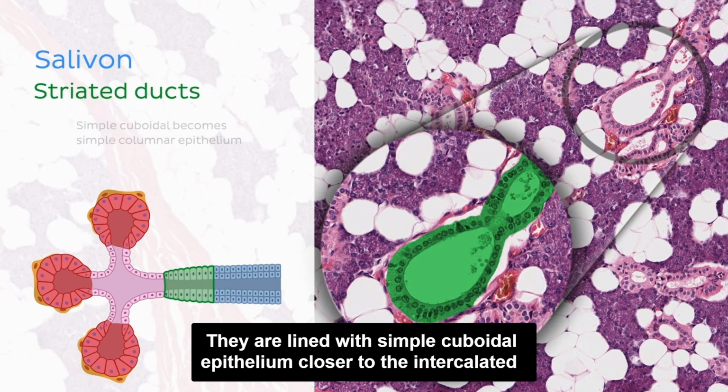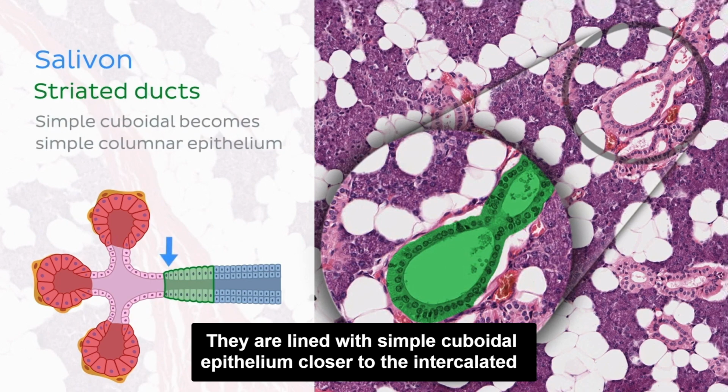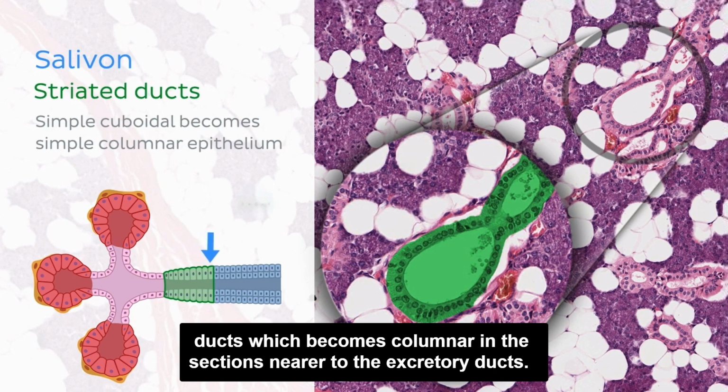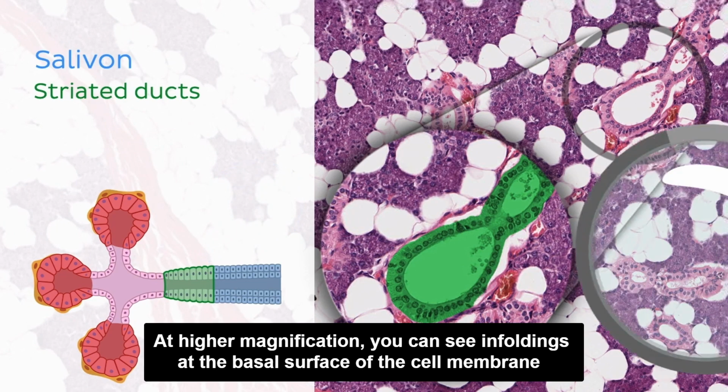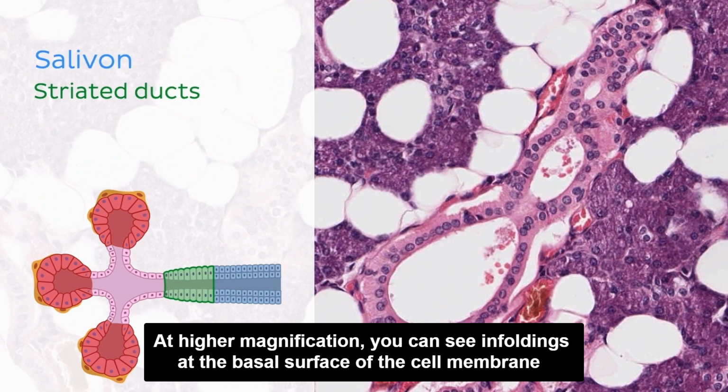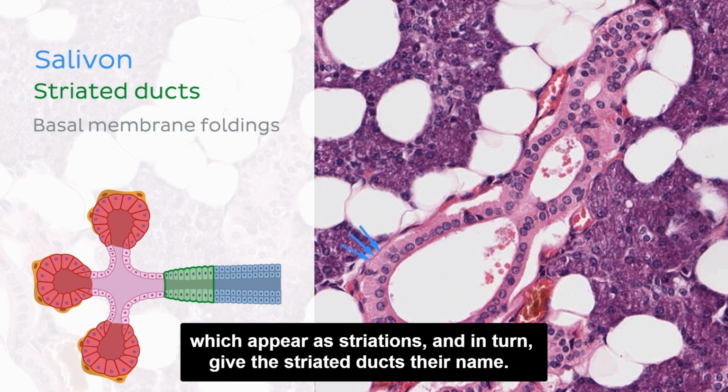They are lined with simple cuboidal epithelium closer to the intercalated ducts, which becomes columnar in the sections nearer to the excretory ducts. At higher magnification, you can see infoldings at the basal surface of the cell membrane, which appear as striations and in turn give the striated ducts their name.